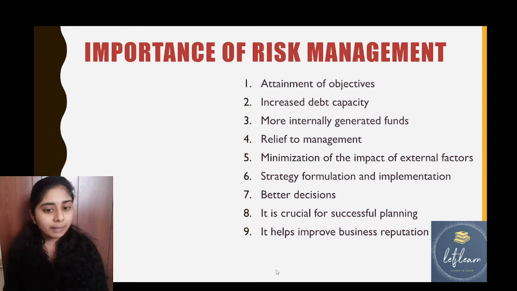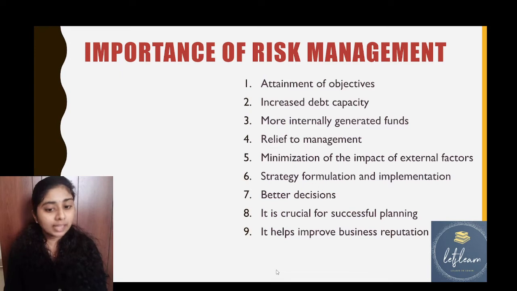Next one is minimization of impact of external factors. As I told you earlier, there are many external factors that will affect the functioning of a business organization. So if we have a proper risk management and if we are planned to face the risk, then the impact of the external factors can be minimized to a certain level. Then comes strategy formulation and implementation. Once we have a proper risk management, we can make our strategy and implement that strategy to attain our objectives. Then comes better decision making. As I told you earlier, once the management is relieved from the risk, the management can perform more efficiently and they can make better decisions, as they can grab opportunities because they have a proper risk management.